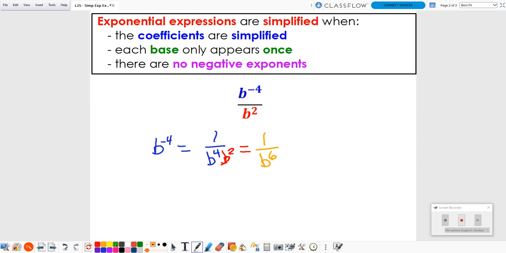Here's our shortcut. Anytime you have a negative exponent, what that means is it's automatically going to drop to the denominator.